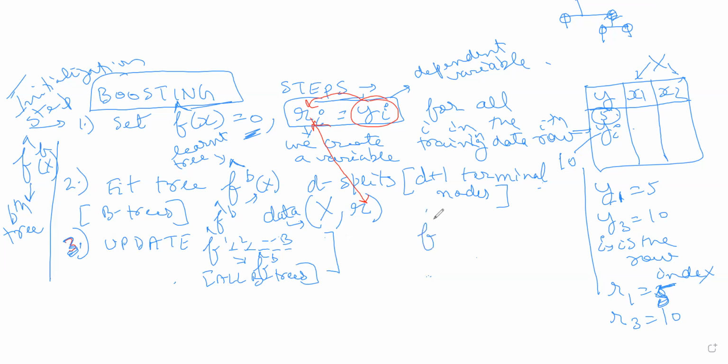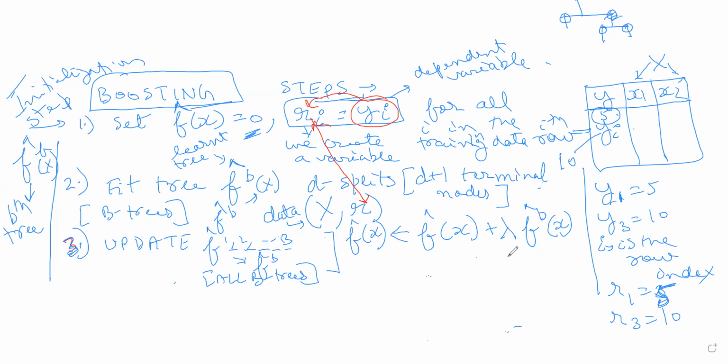I first of all use f cap x for any bth tree. So this is the bth tree, f cap x plus lambda, and understand this idea, lambda times f b of x. And this I am going to call f cap x. So this is my updation rule.